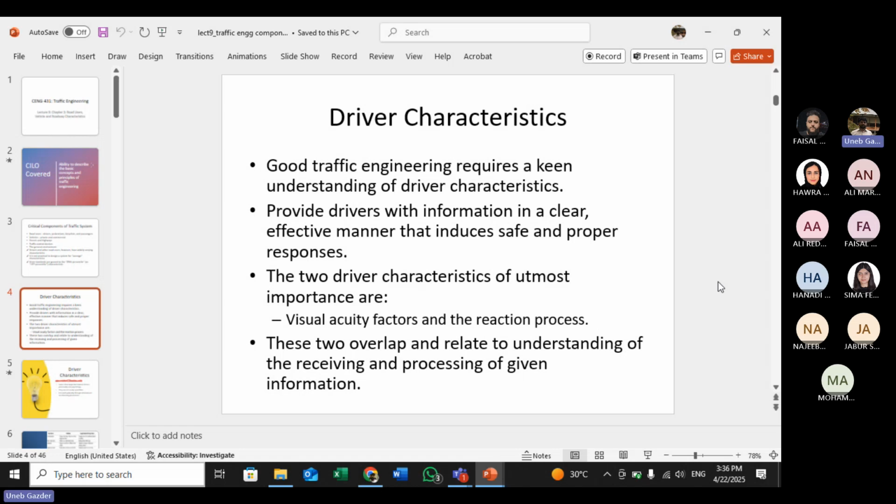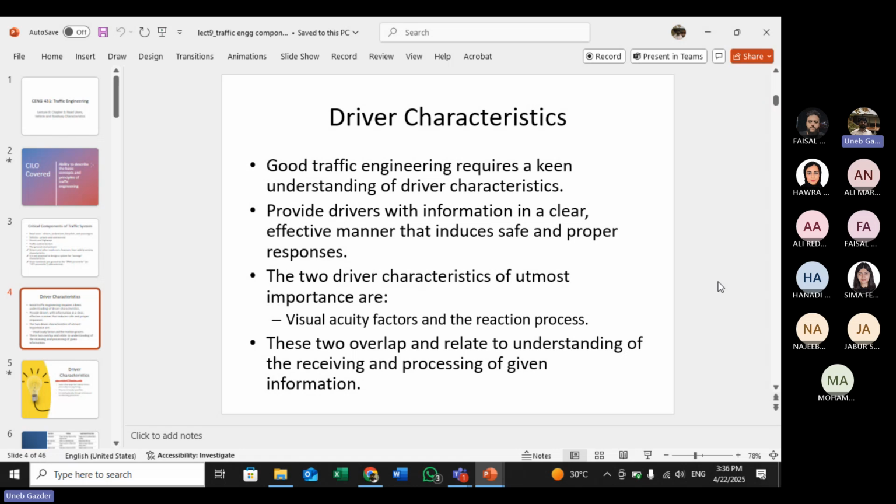For traffic engineering, we need a good understanding of the driver characteristics, because up till now, most of the vehicles are driven by drivers. Maybe in the near future, we will have driverless vehicles, automatic vehicles. But even those vehicles are designed for driver characteristics, what other people normally will expect. So we need to have an understanding of the driver characteristics.